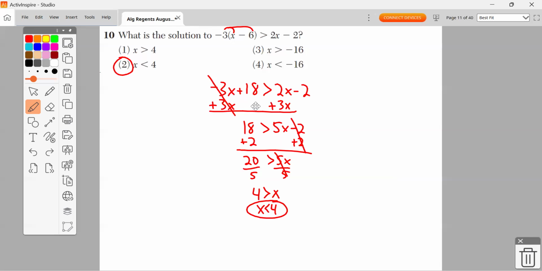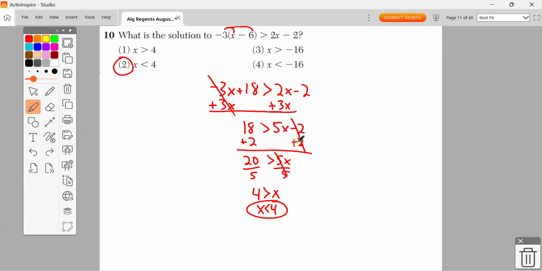In question number 10, what is the solution to this equation? We want to distribute first. -3 times x, -3 times -6 is +18. You do have your choice here. This is one way to solve it. I always like working with the smaller of the two letters. You'll work with less negatives that way. So I chose to do +3x and +3x first. You could have done -18 and -18 first, or -2x and -2x first, or +2 and +2. I chose to do +3x and +3x, so those cancel out.